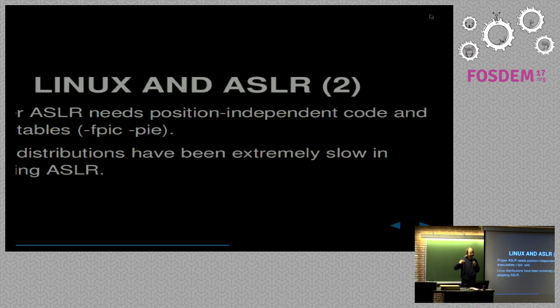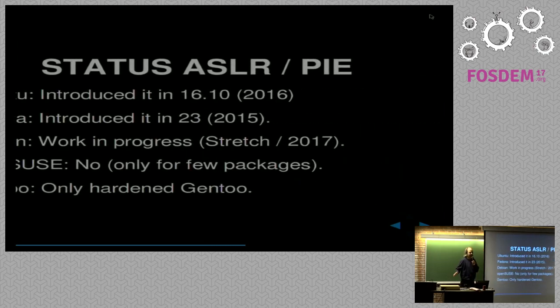And the executable also needs some special properties. So you need so-called position-independent code and position-independent executables, which again are compiler flags, and PIE is a linker flag. And here, that's a bit of a sad story, because Linux distributions have been extremely slow in adopting this. The current state has gotten much better in the last couple of years. Ubuntu introduced it last year, Fedora in 2015. Debian is working on it, and as far as I heard, for the next version it should be enabled by default.